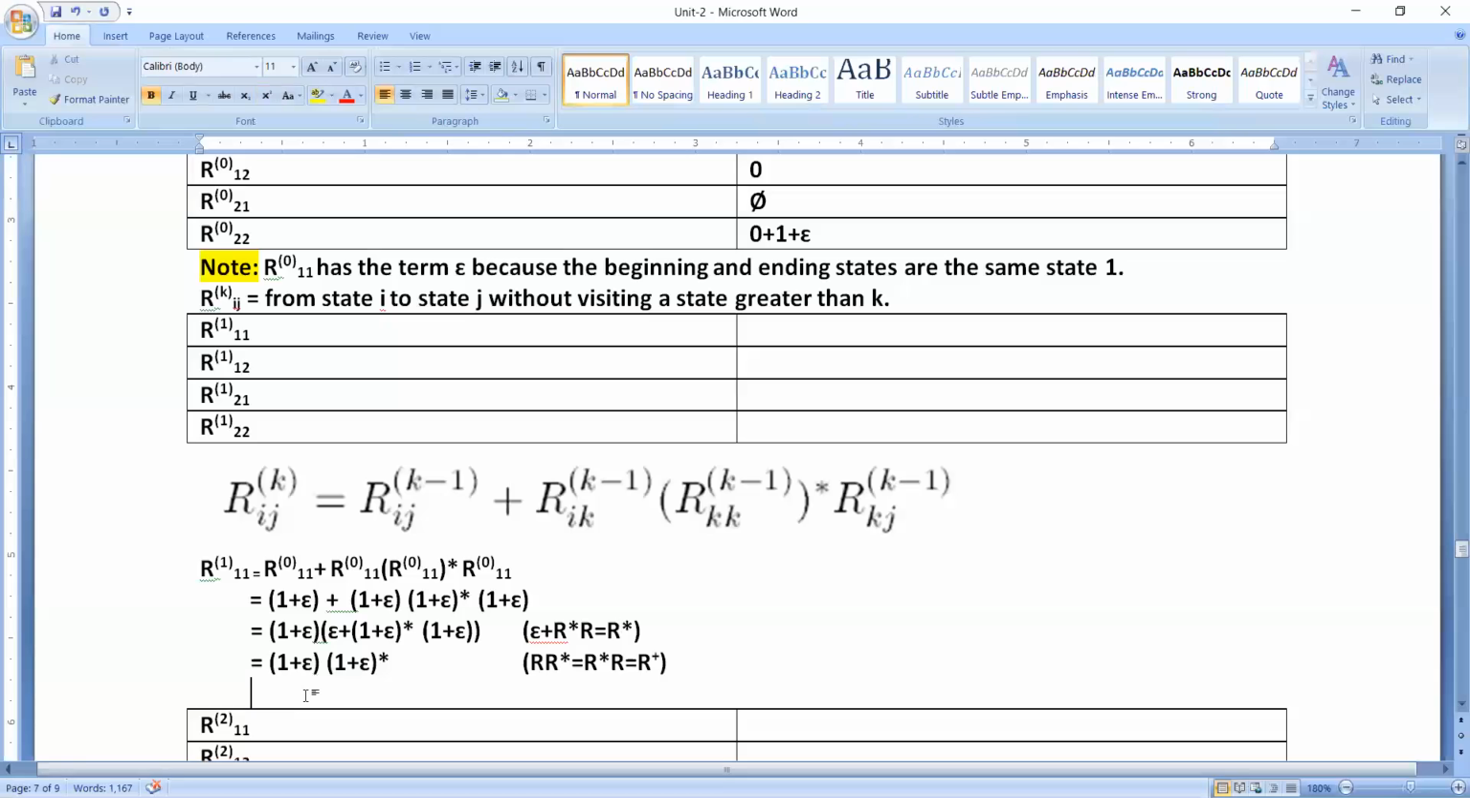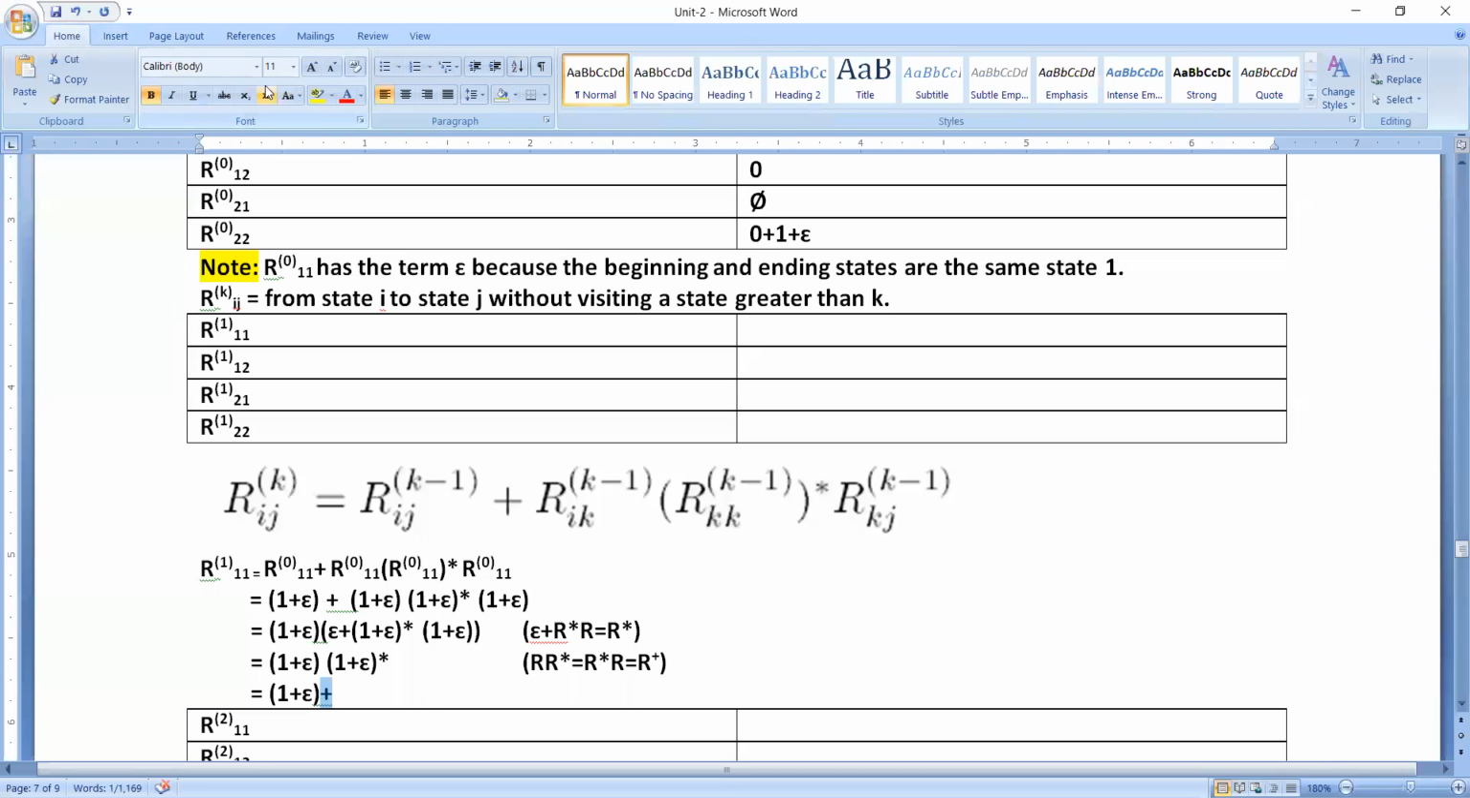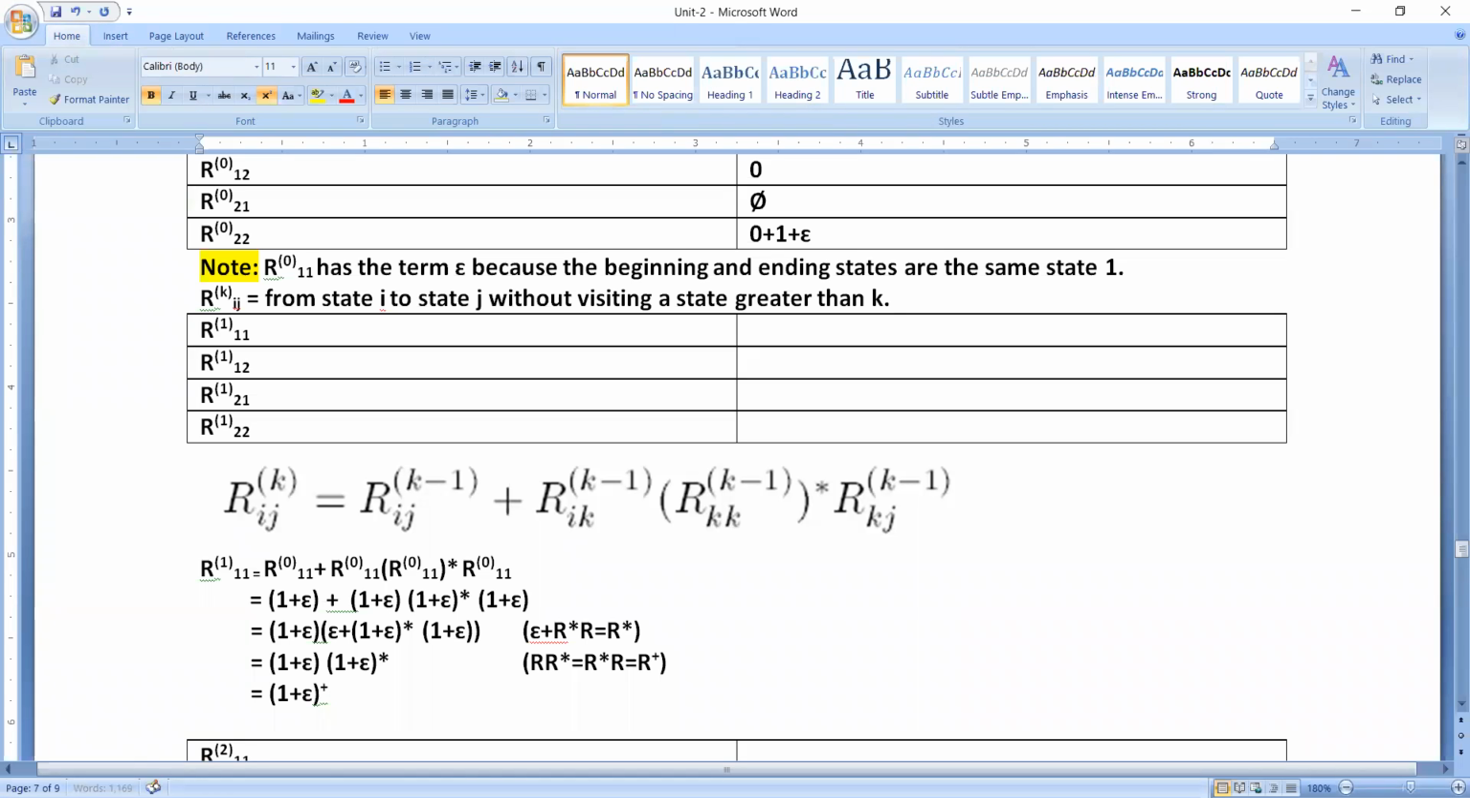Okay, now using that formula, what I want to write is 1 plus epsilon power plus. So it will be 1 plus epsilon power plus. Now the meaning of this expression, which can be further simplified, is that the language will consist of... don't write this down, I am writing it only to make you understand.